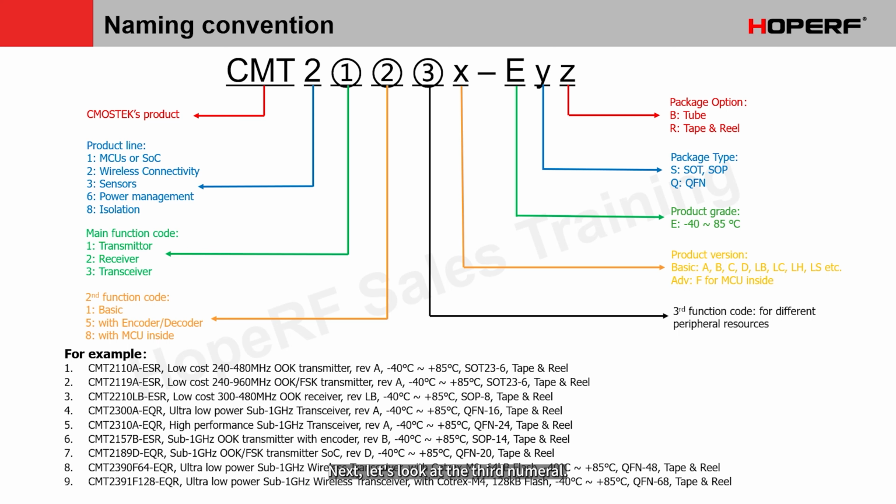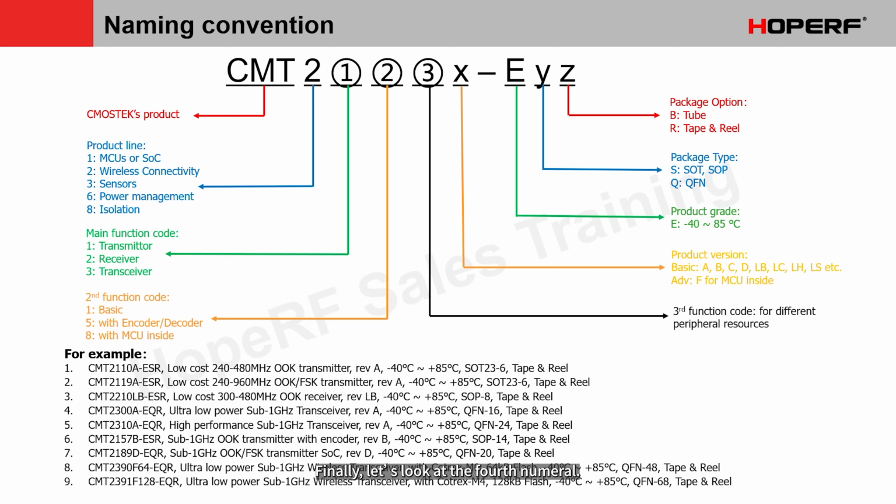Next, let's look at the third numeral. The third numeral mainly indicates the chip's functional category. It is defined as follows. If it is 1, it means the chip is a basic functional device. If it is 5, it indicates support for encoding or decoding functions. If it is 6, 8, or 9, it means the chip has an integrated controller function.